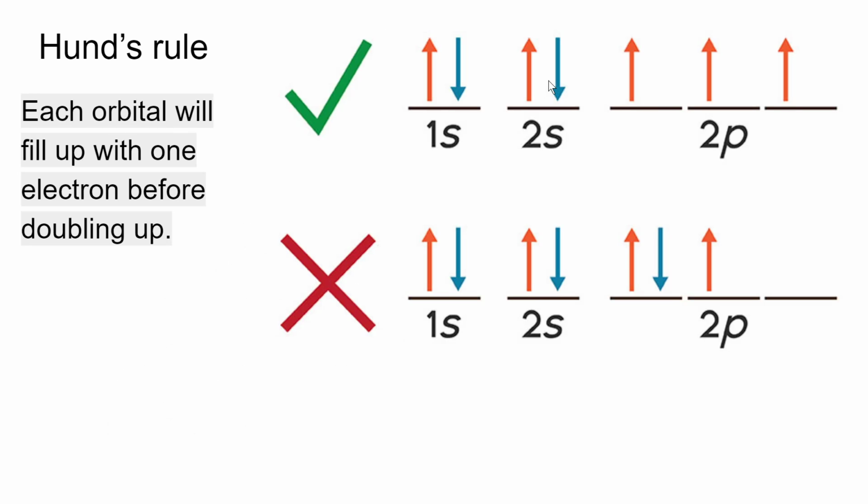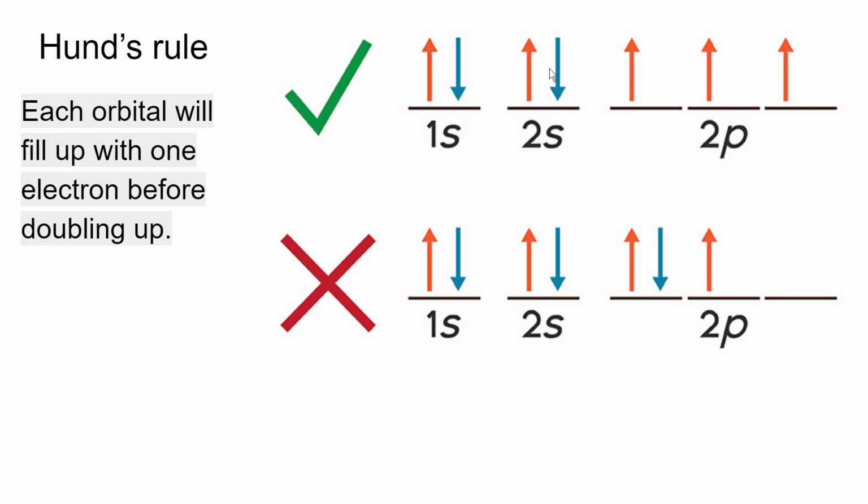Hund's rule. And if you can write this down, this will be our last note for today. Each orbital will fill up with 1 electron before doubling up. So what do I mean by this? Let's take a look here.